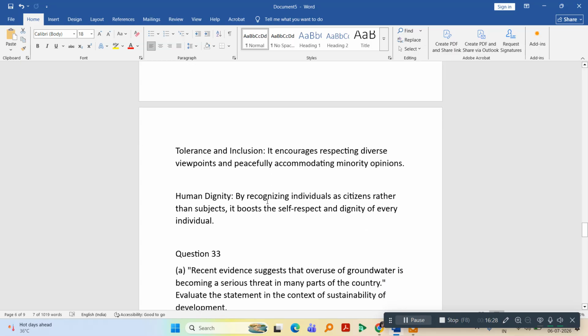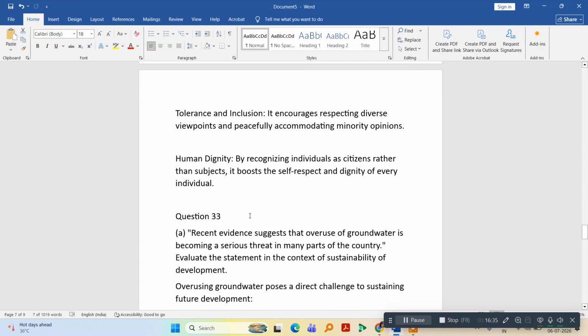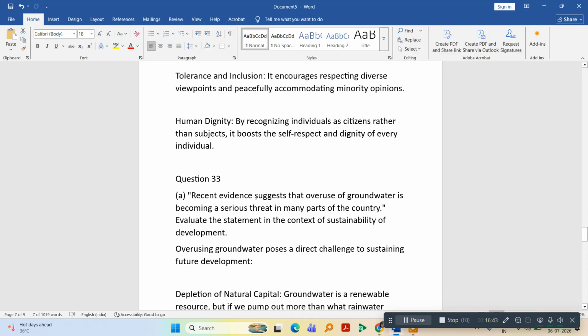Human dignity by recognizing individuals as citizens rather than subjects. It boosts the self respect and dignity of every individual. Self respect plays a vital role in democracy. Human dignity is very significant.